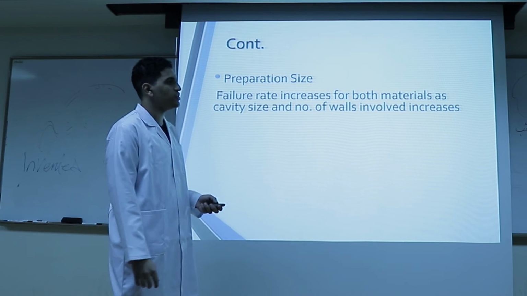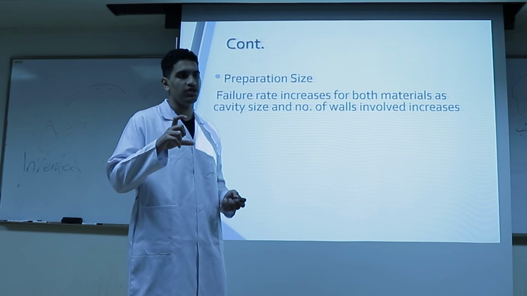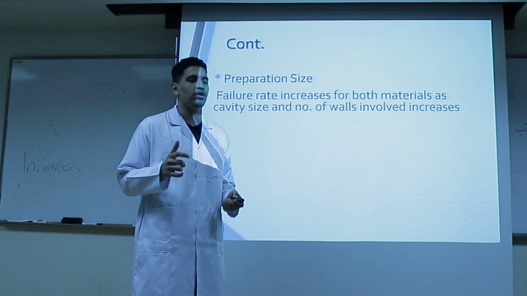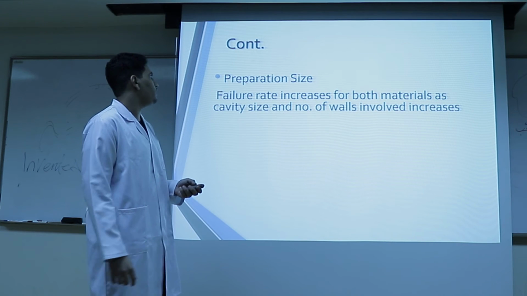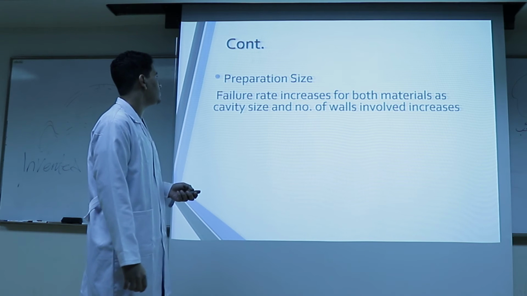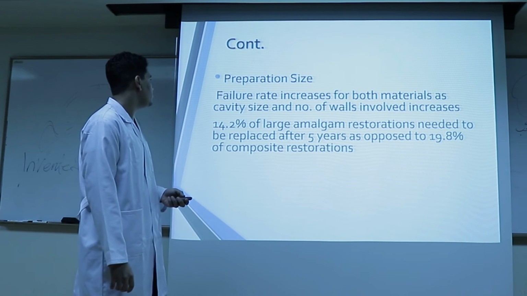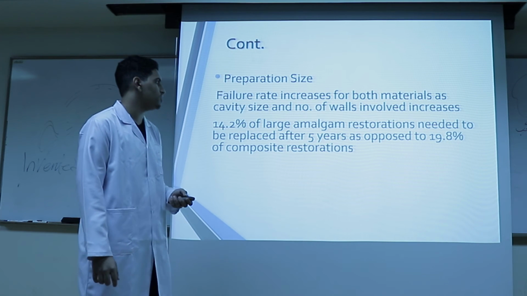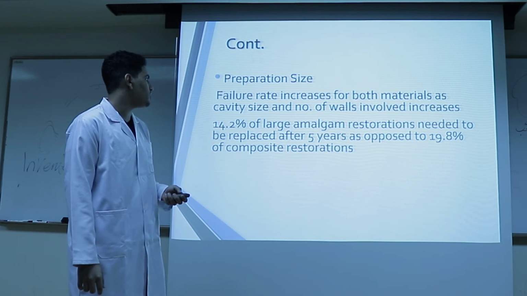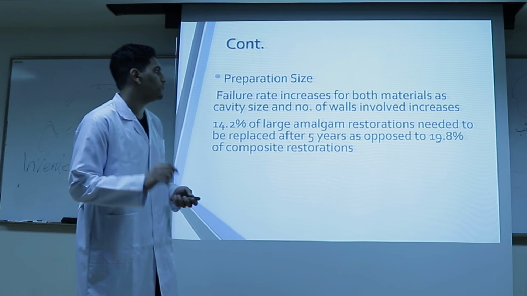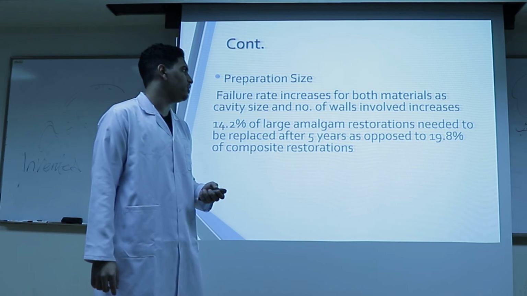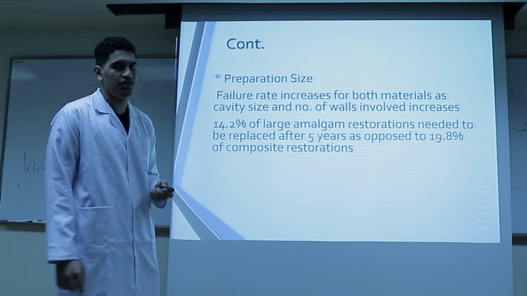We also have preparation size. The bigger the preparation size, the shorter it will last. Failure rate increases for both materials as cavity size and number of surfaces involved increases. 14.2% of large amalgam restorations needed to be replaced after 5 years only, as opposed to 19.8% of composite restorations.